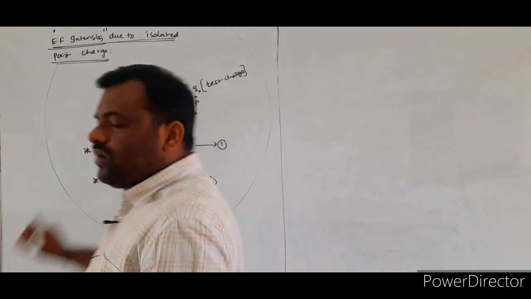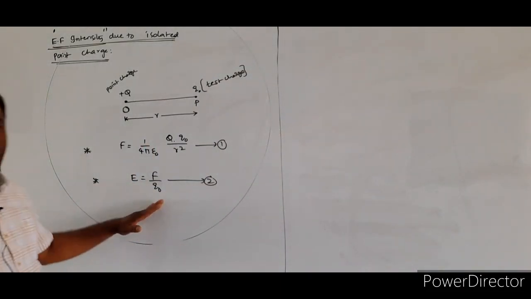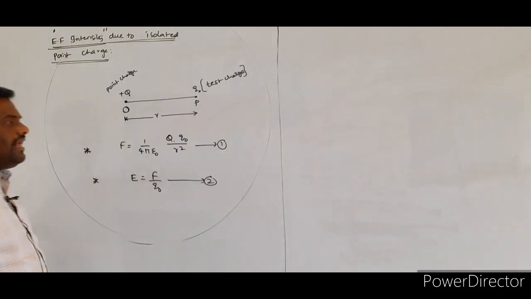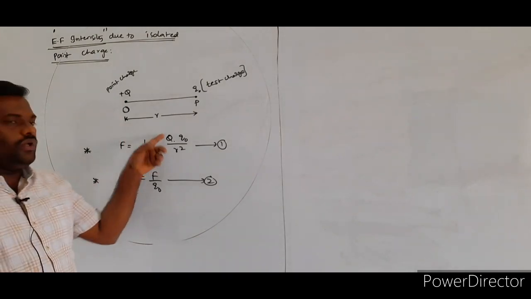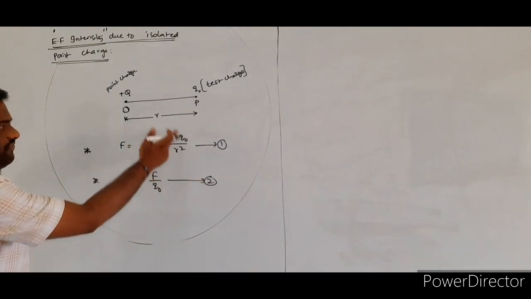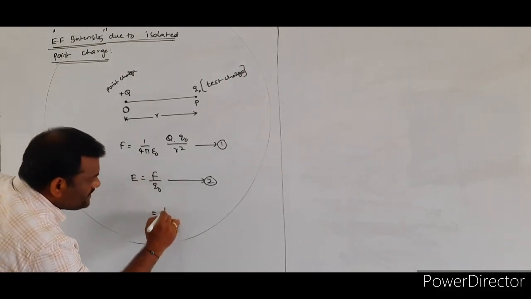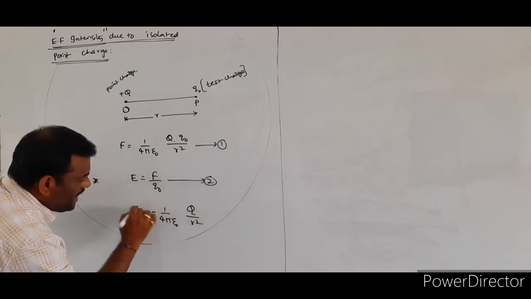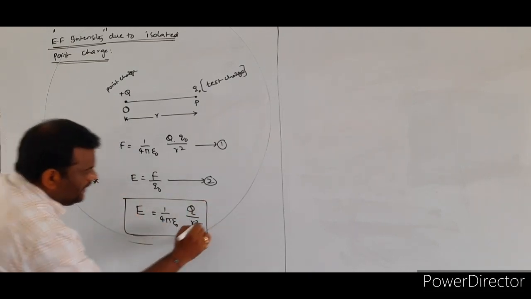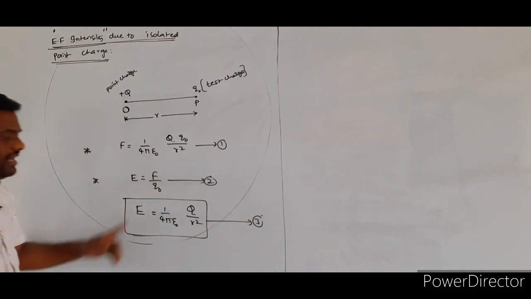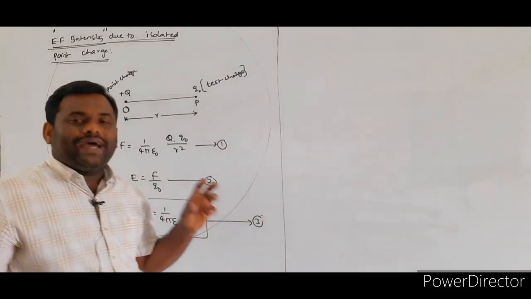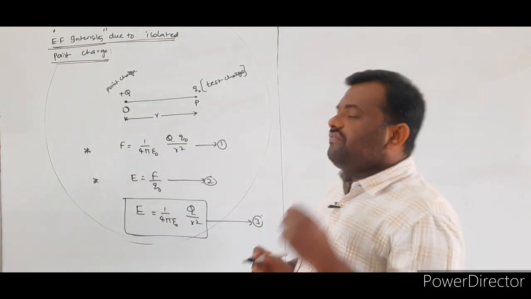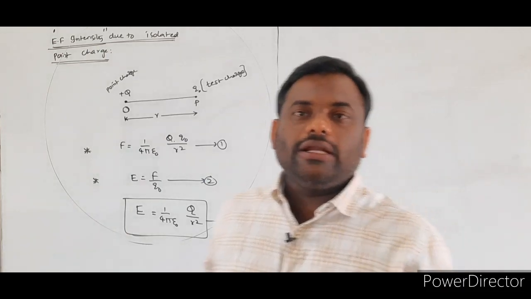So E is equal to F by q naught. E is equal to what? F by q naught. From equation number 1, F is equal to 1 by 4 pi epsilon naught into capital Q into small q naught by r square. So from this, F by q naught is equal to 1 by 4 pi epsilon naught Q by r square. E is equal to what you got finally? E is equal to 1 by 4 pi epsilon naught into Q by r square. That is the required expression for the electric field intensity produced by the isolated point charge.